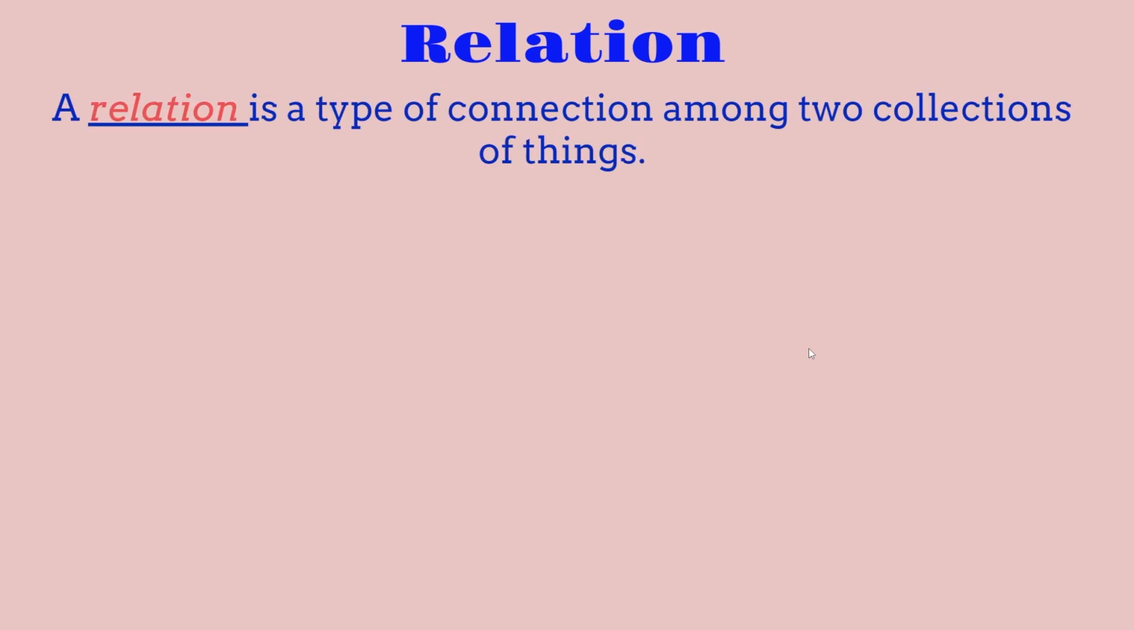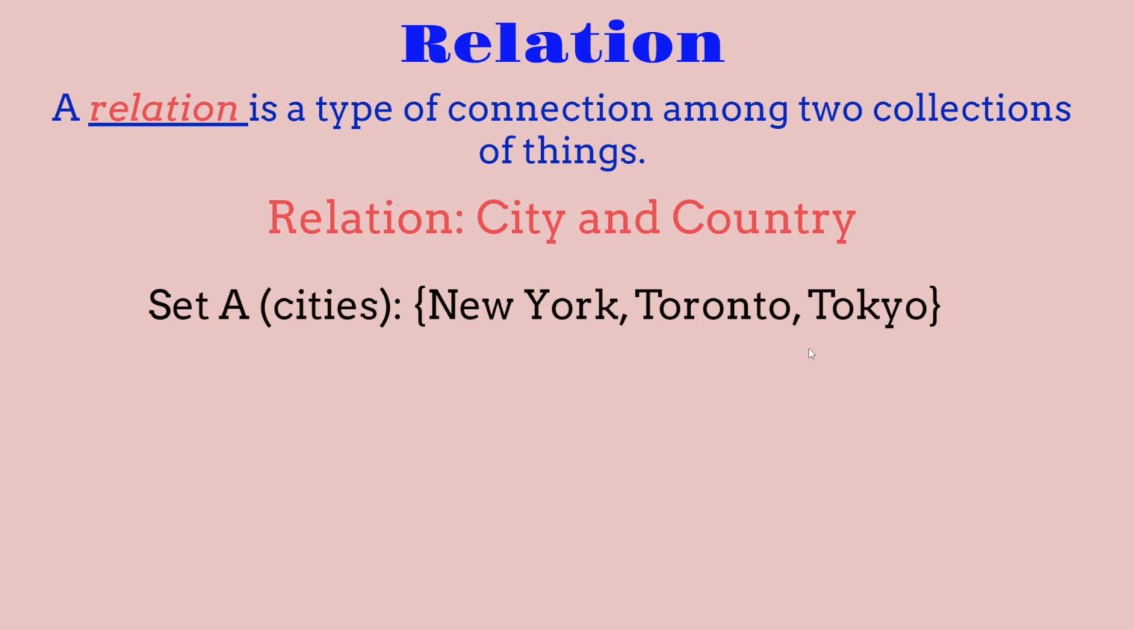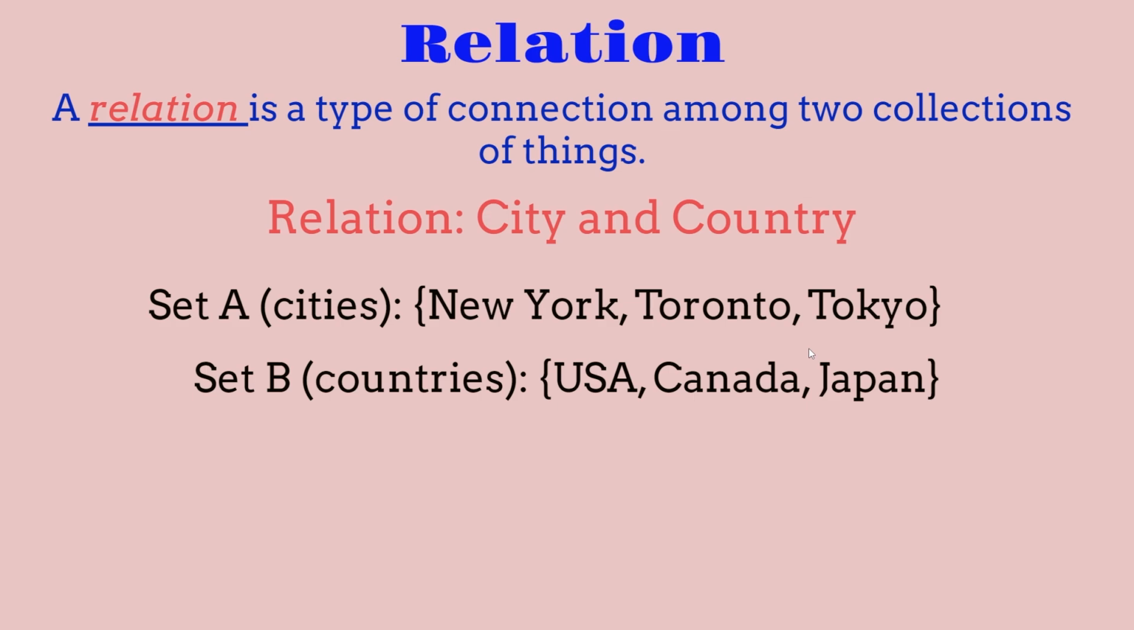Starting off, to understand what a function is, we first need to understand what a relation is. A relation is a type of connection among two collections of things. For example, let's take the relationship between a city and a country. Let's say we have a set A, and inside this set A there are different cities: New York, Toronto, and Tokyo. For set B, we have the different countries: USA, Canada, and Japan.